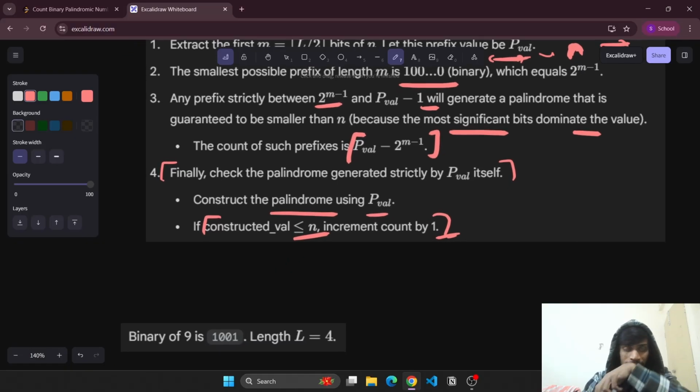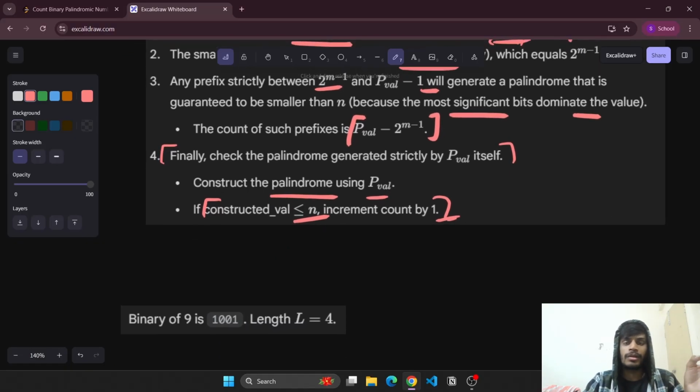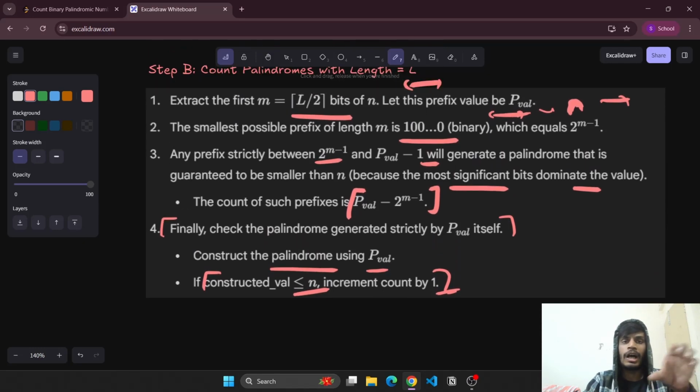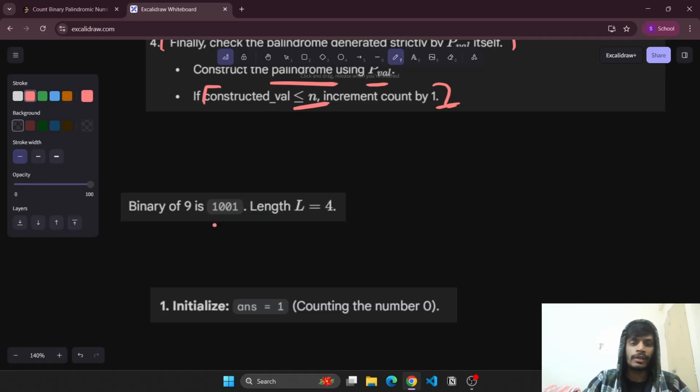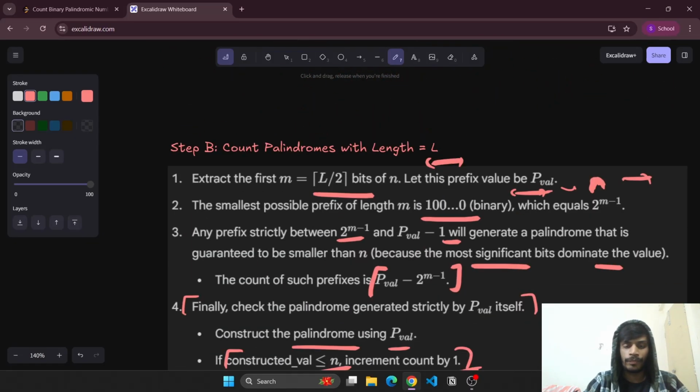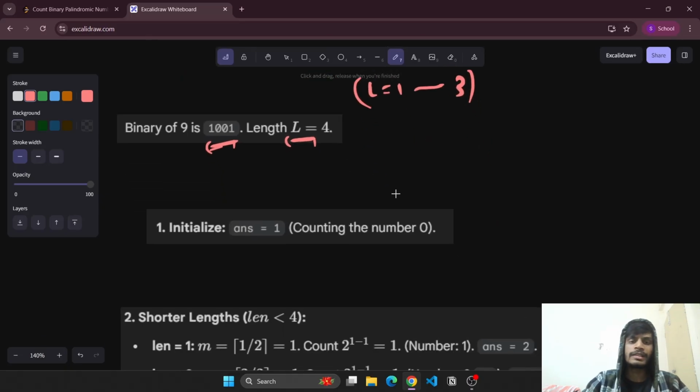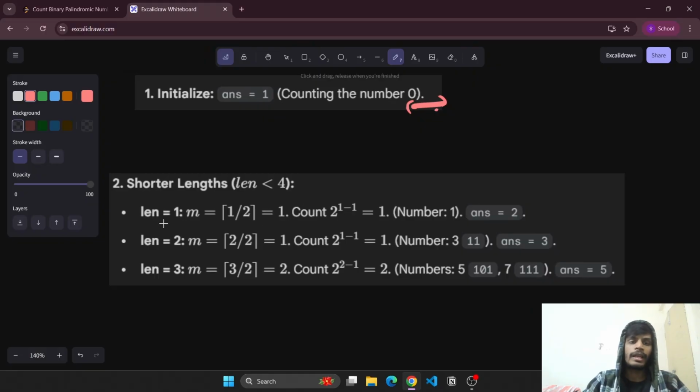So let's see a particular example using this approach and see how it works. Suppose we have the binary string of 9, of length equals to 4. For all lengths from 1 till 3, we'll be using the formula of length minus 1. So initialize the answer equals to 1 for counting the number 0. Now for shorter lengths, we have len equals to 1. So the first part will be len by 2, which is m equals to 1 by 2. Okay, so it will be what?